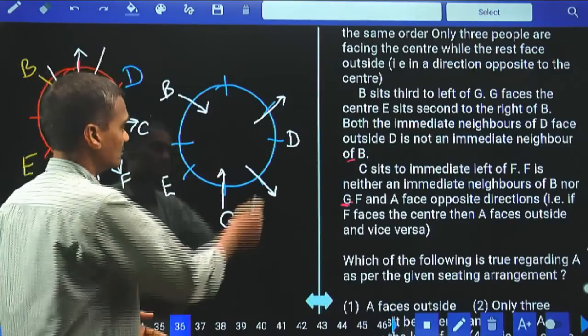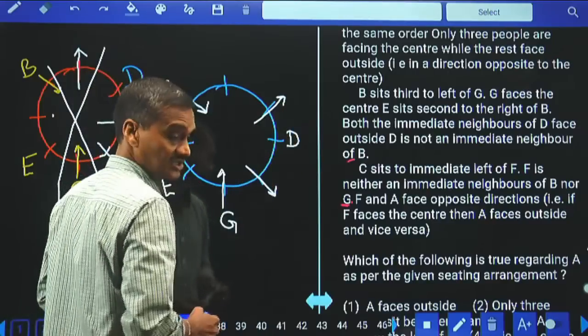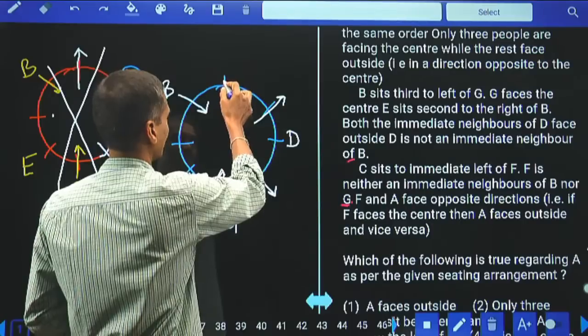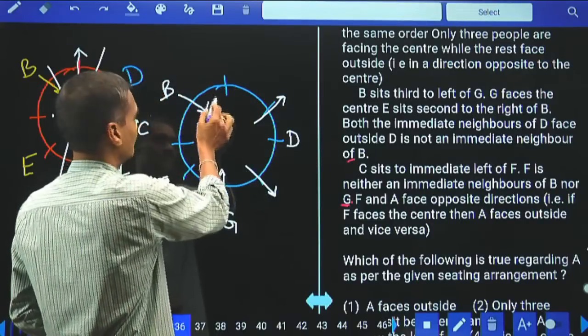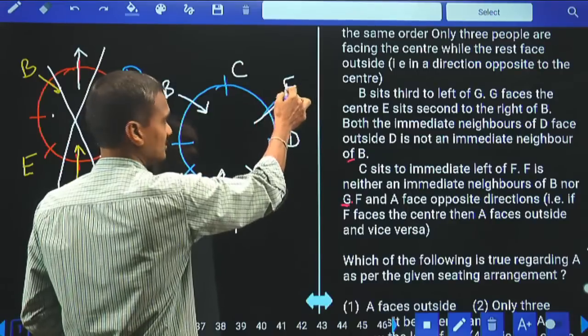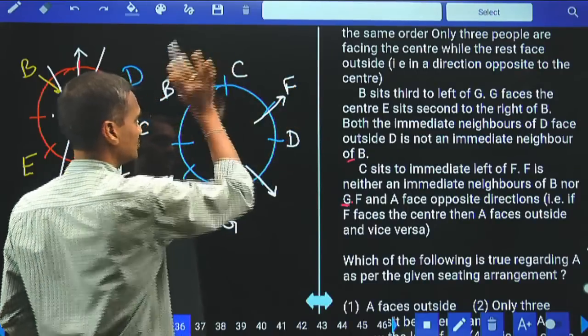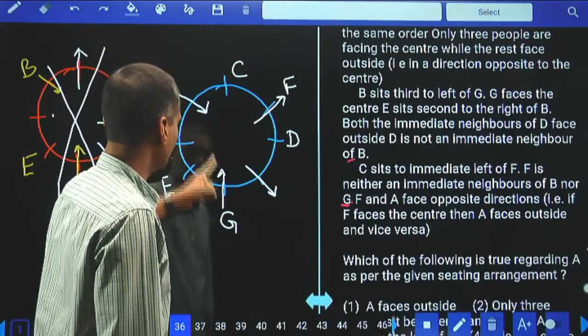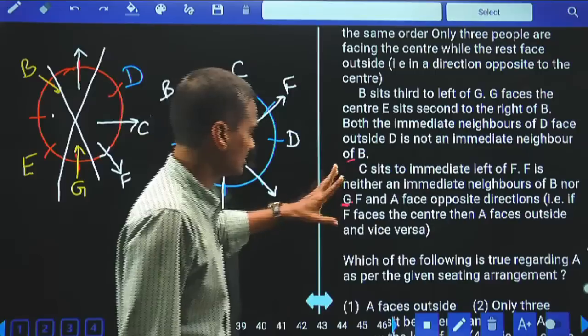Now according to this one, immediate neighbors of D, where should F and C be? F and C must be here. If F is here, F cannot be adjacent to B. F cannot be here, F must be here. F is here, F is away from the center. Then C will be here. C sits to the immediate left of F is valid. And this F is neither an immediate neighbor of B nor of G. This case is also valid.